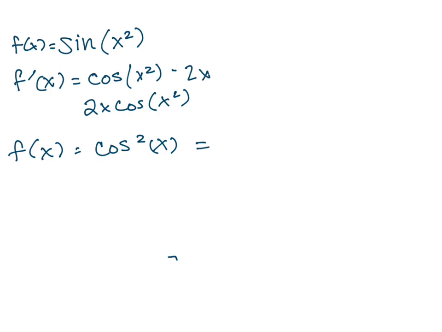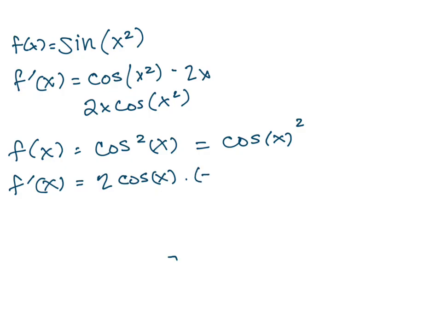And so you have to look at this as if it was cosine of x squared. Right? And so f prime is going to be 2 cosine x times the derivative of cosine x, which is negative sine x. So I would say our answer is negative 2 cosine x sine x.